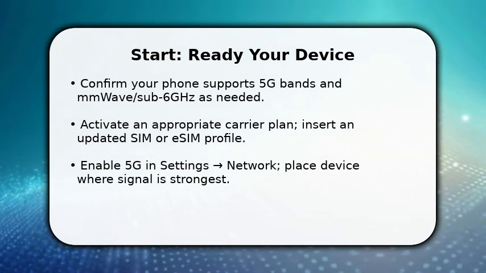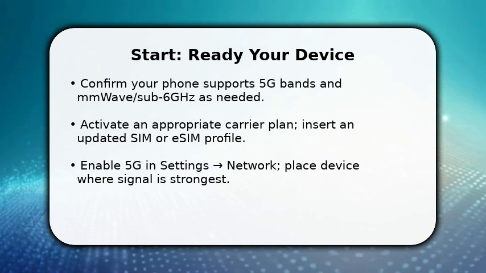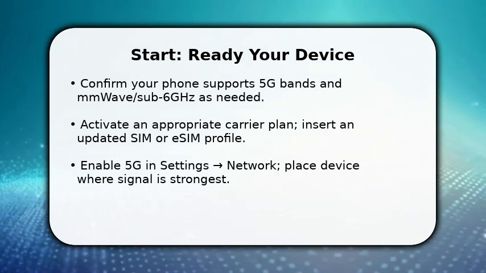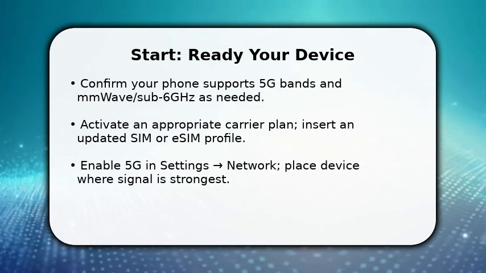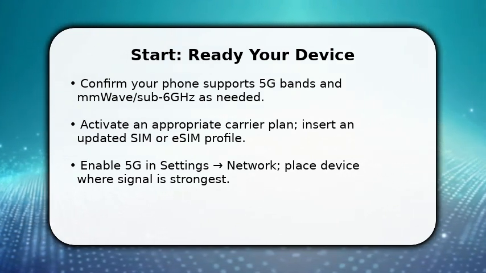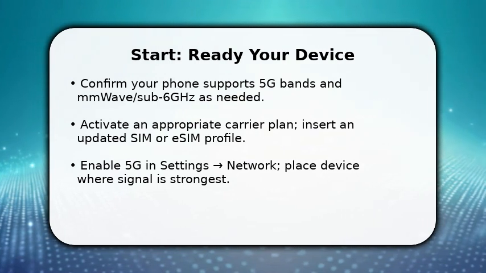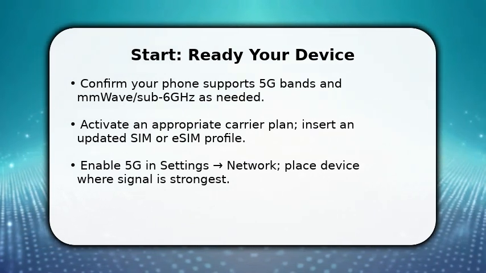Next, go into Network Settings and toggle 5G on, selecting the preferred 5G mode. Place the phone near a window or outdoors to detect cell sites. These steps ensure you're connecting to the right radios, rather than falling back to LTE.